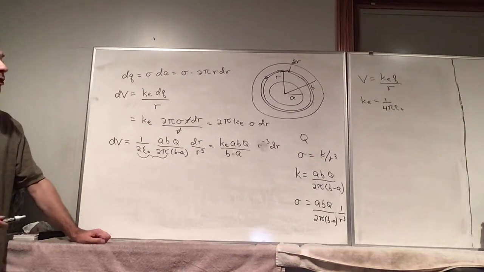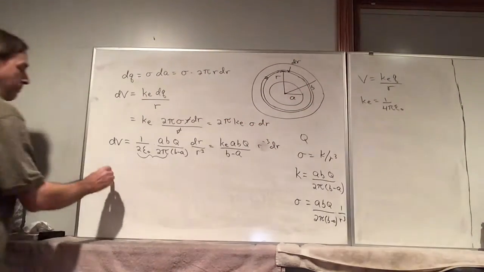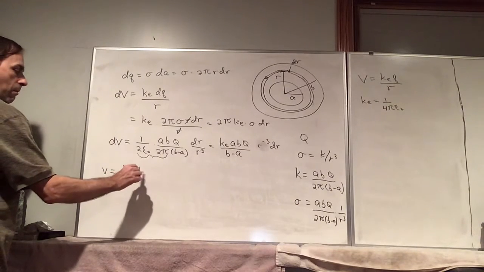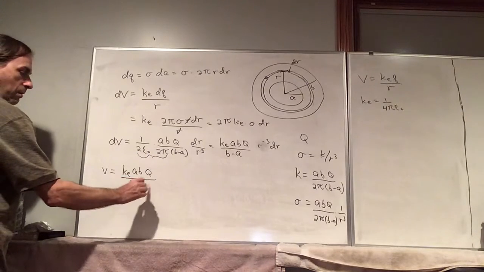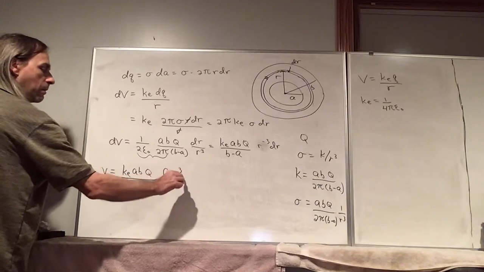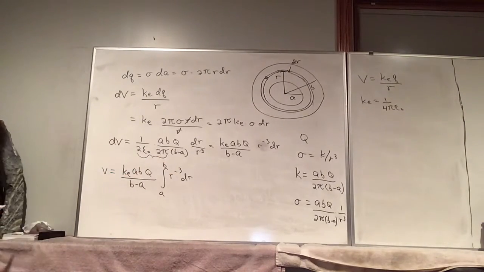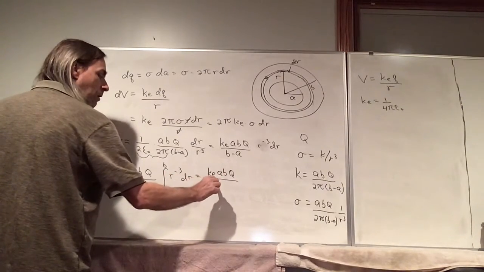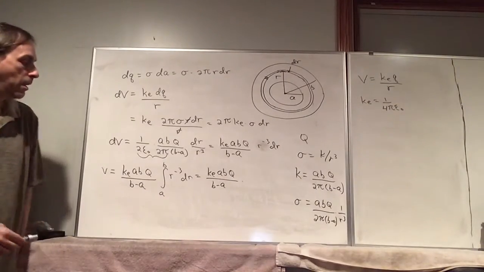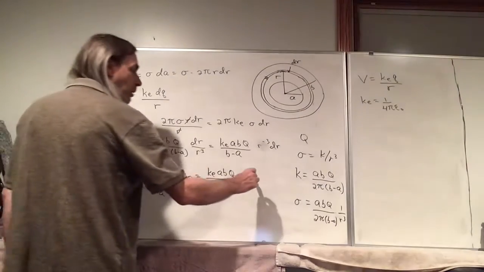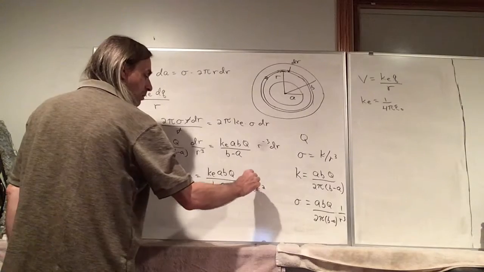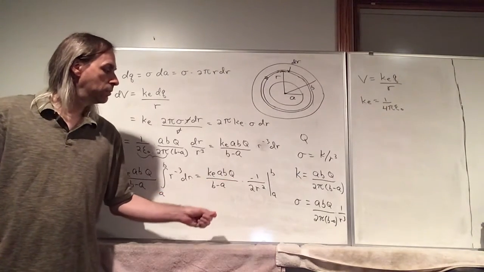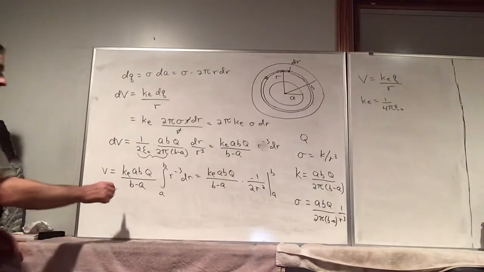And now to find the potential for the entire ring, we just add up all these rings at different radii. So that's integrate. So all this comes out of the integral. And then we integrate r to the minus 3 dr from a to b. And that's a well-known integral. So integral of r to the minus 3 is r to the minus 2 divided by minus 2. So yeah, let's check that. Yeah. Okay, and then we just plug in the limits.